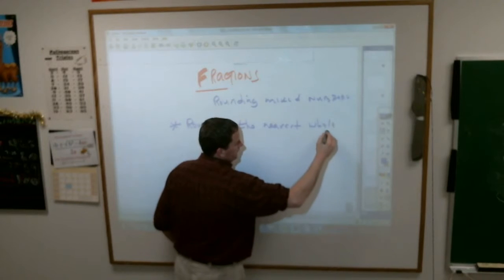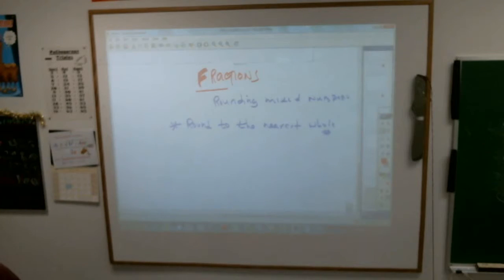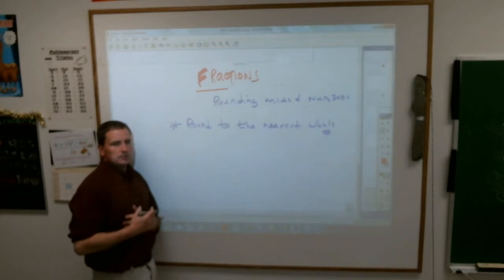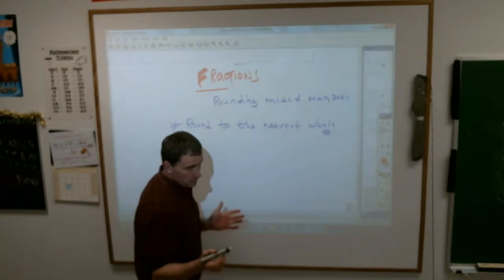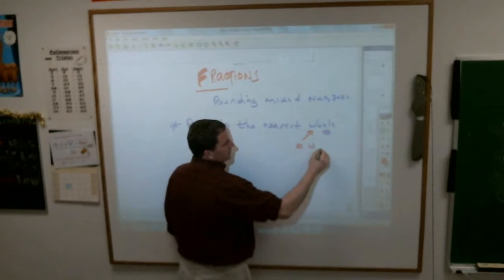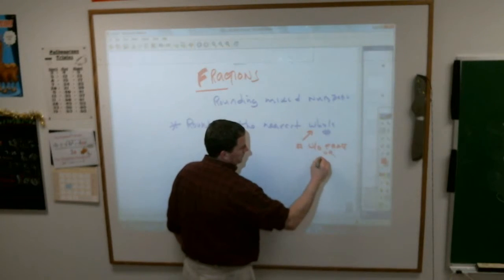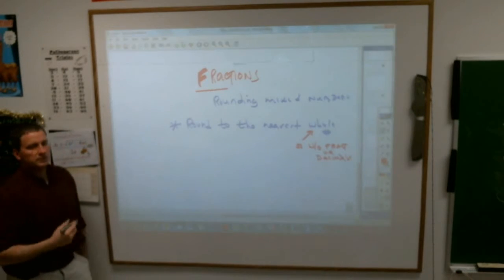Whole number. Before we round to the nearest whole number, you have to understand what a whole number is. Ladies and gentlemen of the jury, what would be a whole number? Lance? How do I know something's a whole number? Whole numbers, Elijah, are numbers without fractions or decimals.